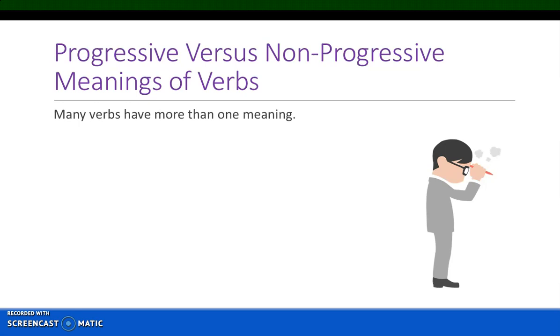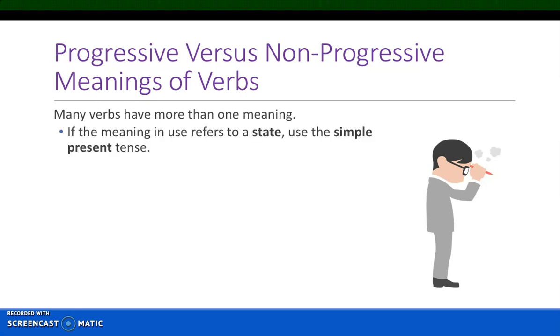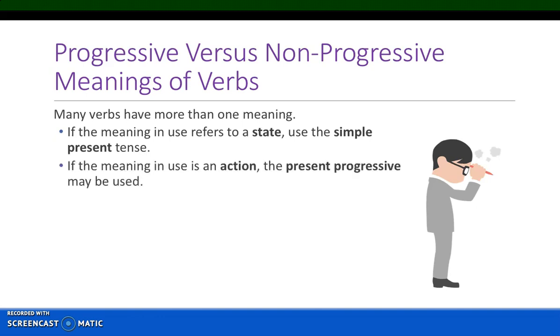Now, many verbs have more than one meaning. So, if the meaning that is in use refers to a state, use the simple present tense. If the meaning in use is an action, the present progressive may be used. So you have to understand the meaning of the verb.